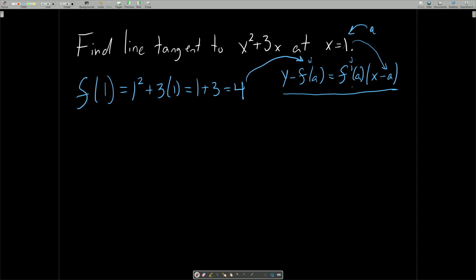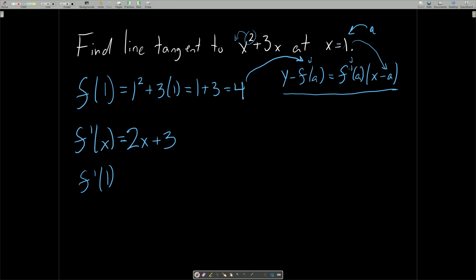Now we just need to find f prime of a, plugging a into the derivative function. First, we're going to find the derivative using the power rule. You have x squared. Take the 2, multiply it out, decrease it by 1, so you get x to the 1, which is just x, and you have 3x. The derivative of that is just 3. So now you have our derivative function 2x plus 3.